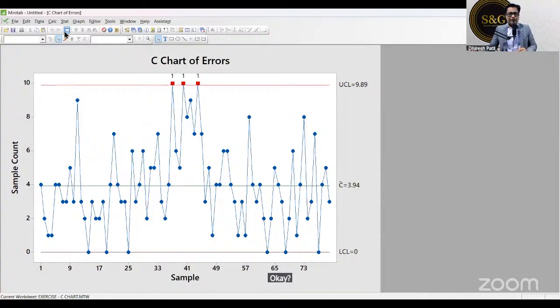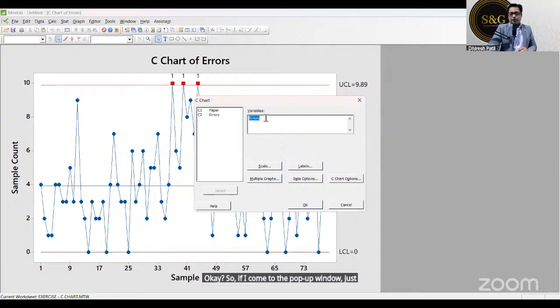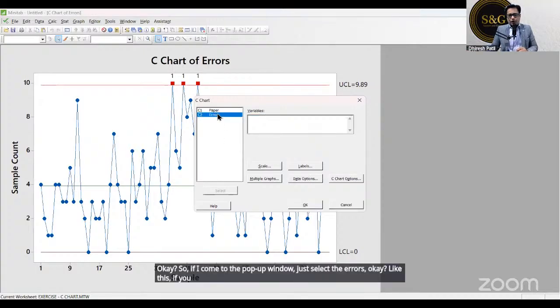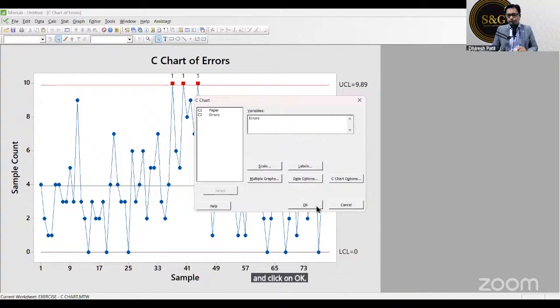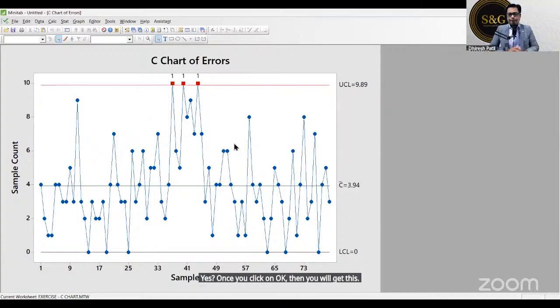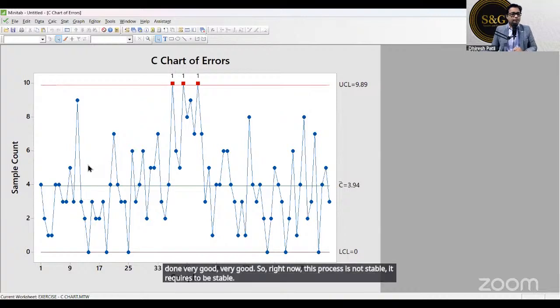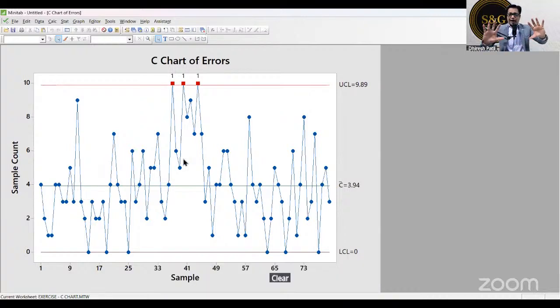So if I come to the pop-up window, just select the errors. Okay, like this. Just double click on errors. That's it, and click on OK. Yes. Once you click on OK, then you will get this. Done. Very good, very good. So right now this process is not stable. It requires to be stable. Clear, everybody? So see, the interpretation is absolutely common, whether the data is within control limits or not.